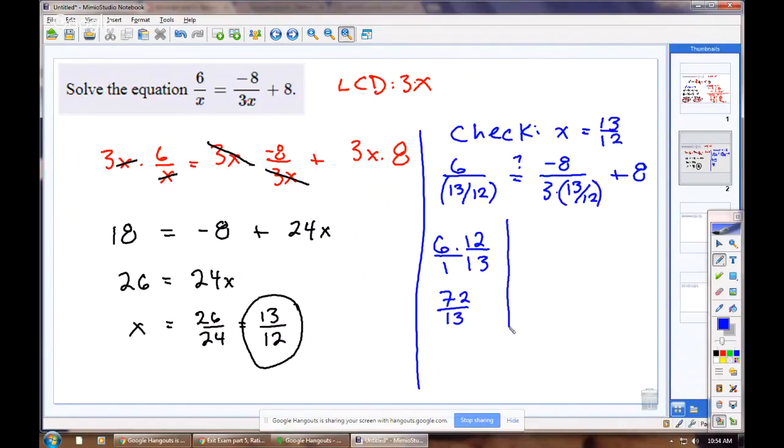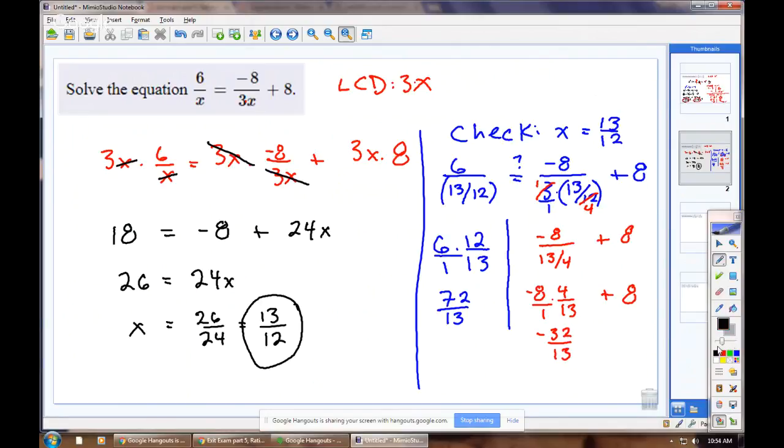Let's hope the other side gives me the same thing. Let's see, 3 over 1 times 13 over 12. 3 goes into 3 once and 12 4 times. So it looks like we have negative 8 over 13 fourths. And plus 8, multiplied by the reciprocal, negative 8 times 4 over 13. Gives me 8 times 4 is 32, so negative 32 over 13.